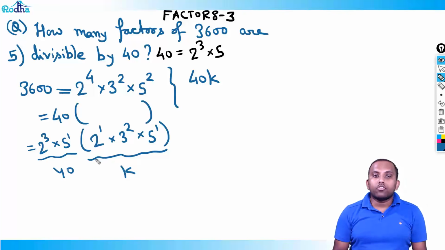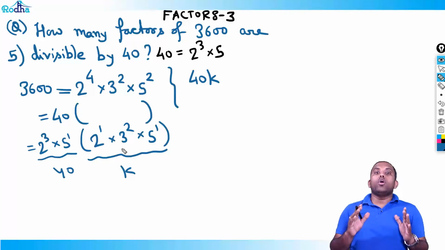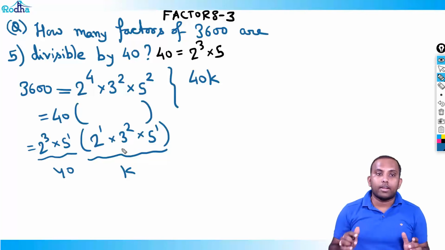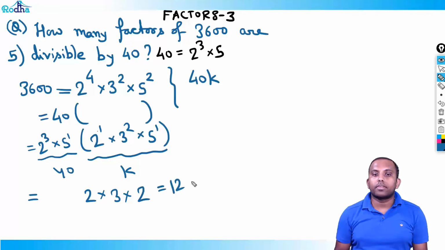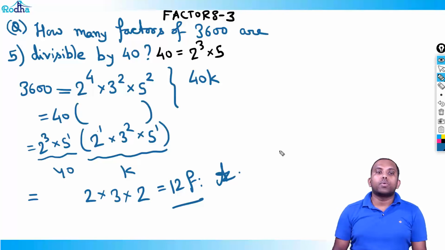So how many factors of k are there? That means how many factors are there inside this bracket? I need all the factors inside this bracket. Simply I can do 2 raised to 1, so 1 plus 1 is 2, 2 plus 1 is 3, and 1 plus 1 is 2. So 2 into 3 into 2, total 12 factors are there inside the bracket. So 12 is my answer for this question, right?